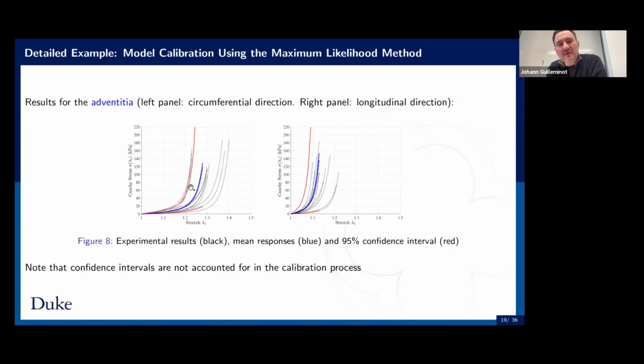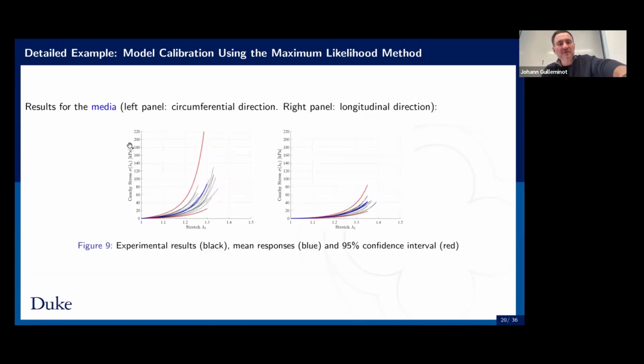You may want to say that, okay, there are a few black lines which are out of this confidence interval. And this is simply because we didn't include this in the calibration process. If I want all the black lines to lie between the red lines, I can do it. I can design a cost function that can do that. But from a statistical standpoint, it's usually not the most robust way to do it. So this is for the first one of the layer, which is called the adventitia.